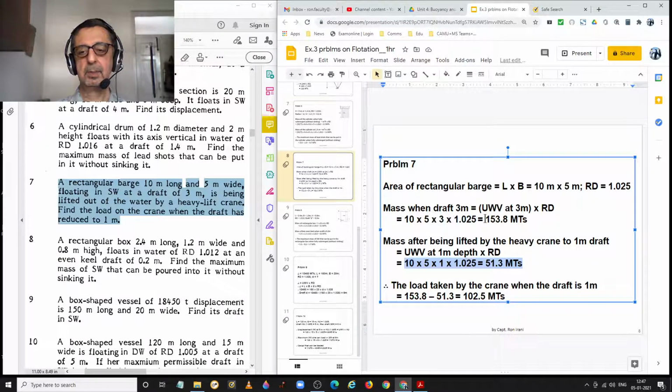The difference between these two, the displacement at 3 meters and the displacement at 1 meter, will give us the answer. That is the load taken by the crane when the draft is 1 meter, equal to 153.8 minus 51.3 equal to 102.5 metric tons.